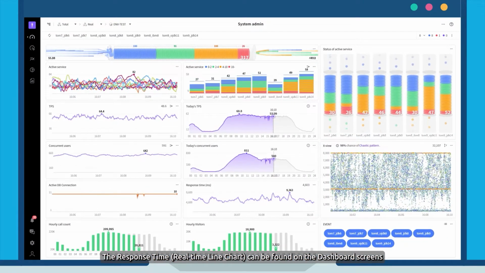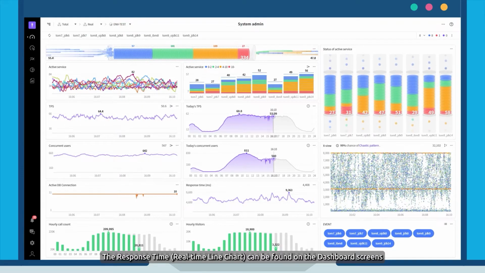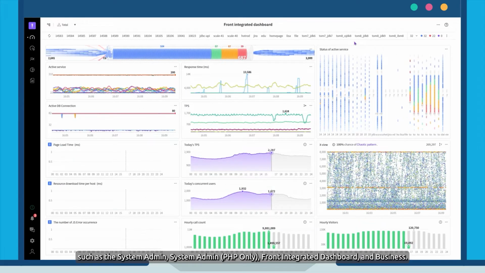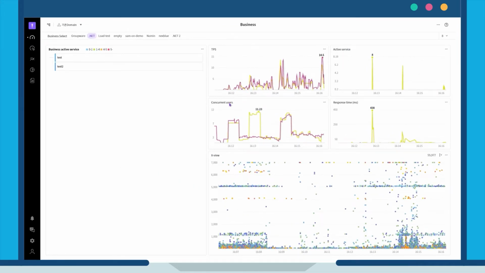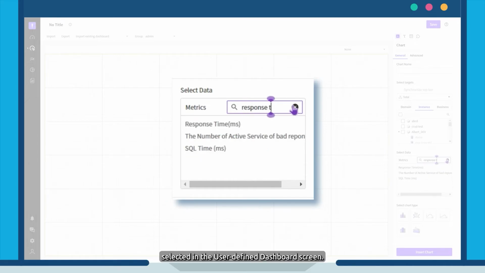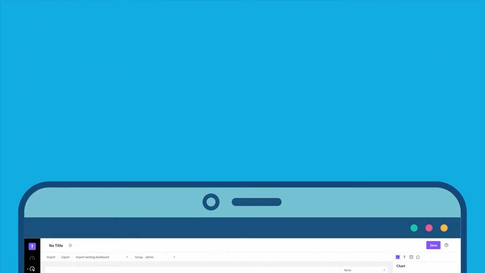The response time real-time line chart can be found on the dashboard screens such as the System Admin PHP Only, Front Integrated Dashboard, and Business. The response time metric can also be chosen as the metric data selected in the user-defined dashboard screen.